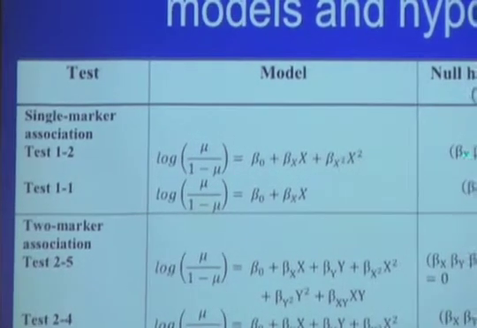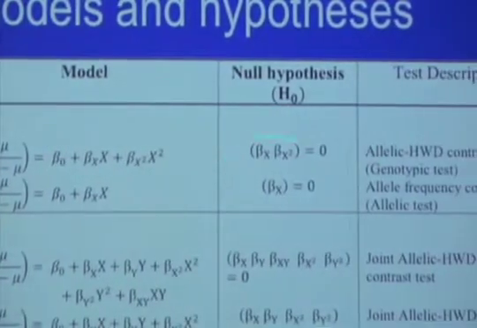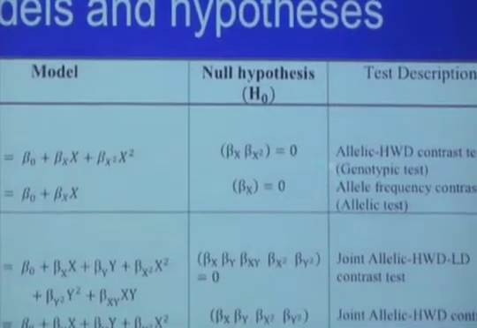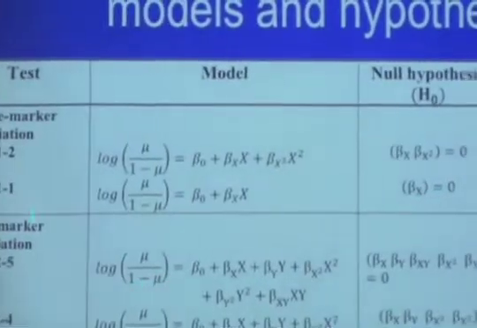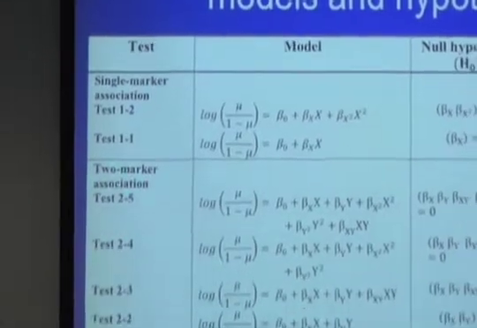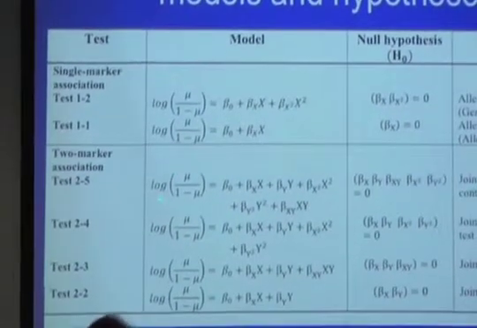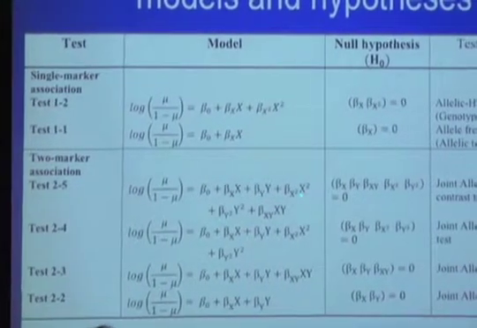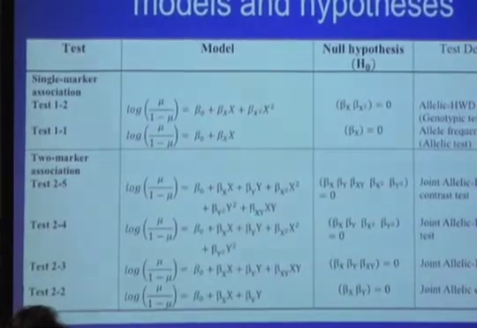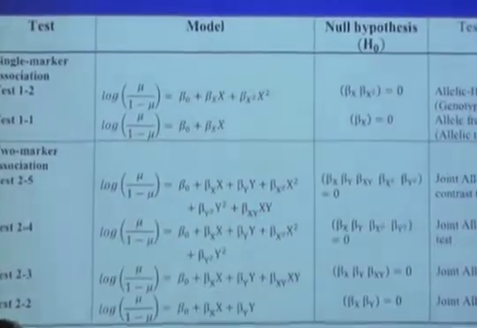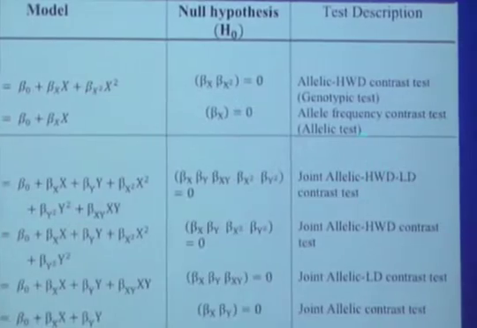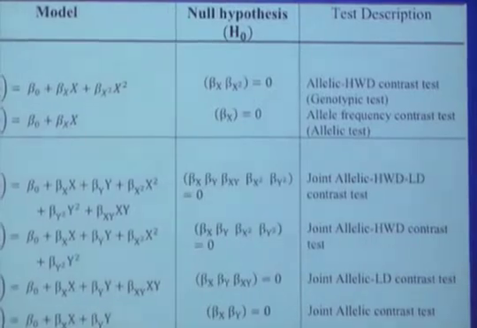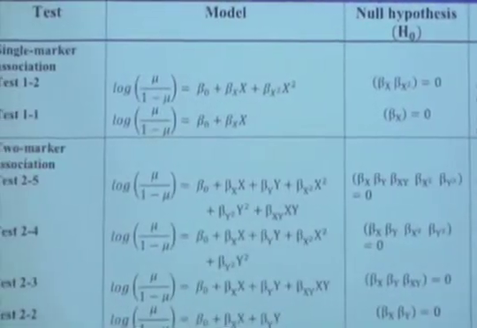So here you might have the null hypothesis that they're both equal to 0, here that 1 is equal to 0. This would have 2 degrees of freedom, this 1 degree of freedom. So those are the 2 single marker tests. Now you can have 2 marker association tests. Same kind of thing. You can put in 1 marker allele, the other marker allele, the quadratic term for the other one, or dominance, and you can put in this covariance. This is the joint allelic Hardy-Weinberg disequilibrium and linkage disequilibrium contrast test. All those equal to 0. 5 degrees of freedom, and we call that 2-5.